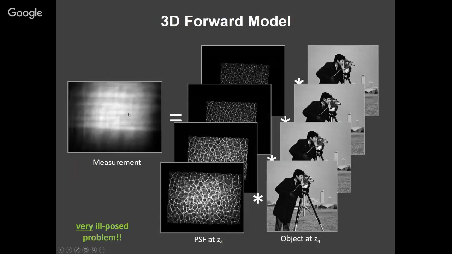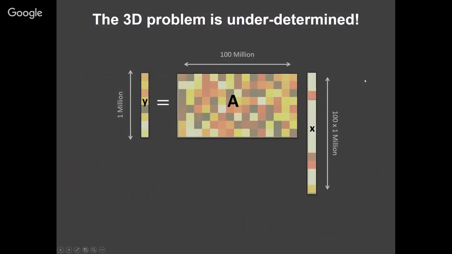Okay, so the problem with it is it's extremely ill-posed, right? 5 megapixel measurement, I'm trying to solve for 5 megapixels at each of these different depth slices, and we sometimes have 100 depth slices. So if you look at this y equals Ax problem, now my x is a raster scanned image at each depth. So the first chunk is Z1, Z2, Z3, Z4. And so now that's like 100 million things I'm trying to solve for from only 1 million measurements in y, if I had a megapixel size sensor. So this is underdetermined by a factor of 100.